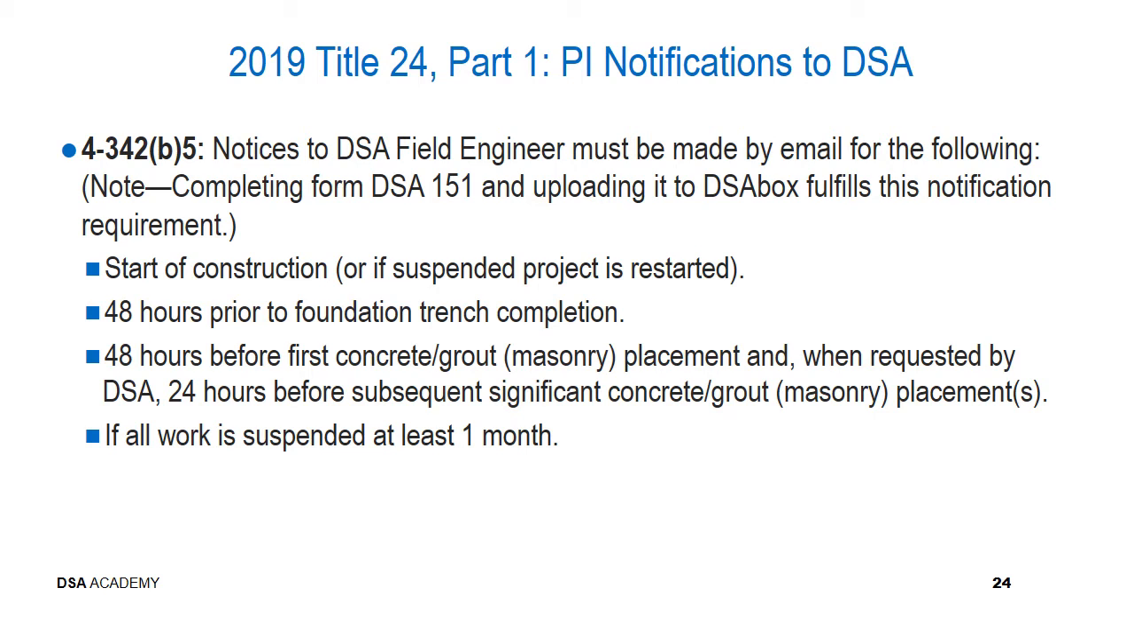The reason that we have that qualifier for the when requested by DSA, as far as 24 hours before subsequent ones, is if you're working on a concrete parking garage or a gymnasium building with masonry for the walls, according to the previous language and earlier versions of the administrative code, you would be notifying DSA nearly daily. And we wanted to get away from that annoyance and given the nature of that construction, so it's only going to be when specifically requested by DSA 24 hours before those subsequent significant placements. You can discuss this situation with the field engineer for your project if you're wondering what frequency he would like you to use for your project. The other triggering event identified here is whenever work is suspended for at least 1 month.